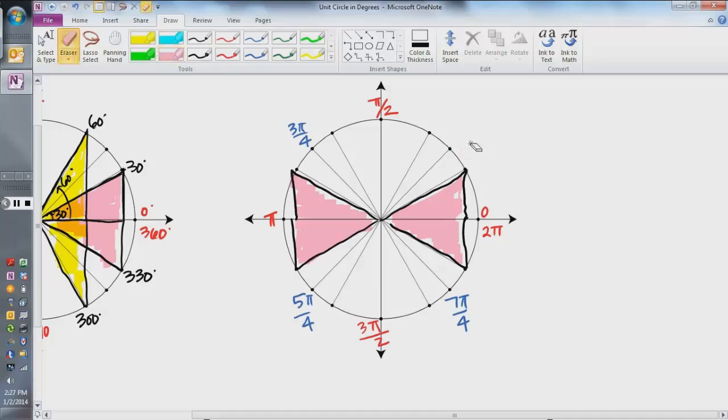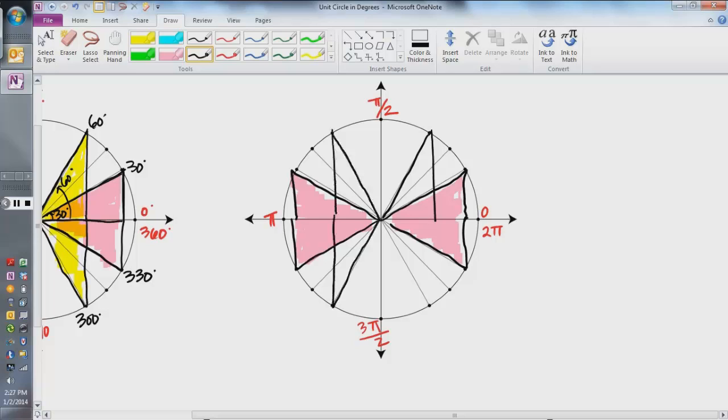Oops. Let me get rid of those pi over 4s. Okay. So now I've taken pi over 2, and I have these reference angles, and they're breaking up each 90 degree interval into 3 equal parts. So this is really a third of pi over 2. Well, 1/3 of pi over 2 is pi over 6. And I can count this off in pi over 6 intervals.